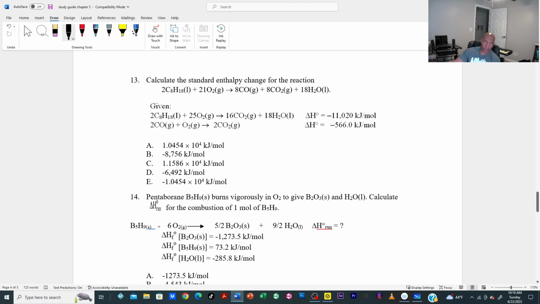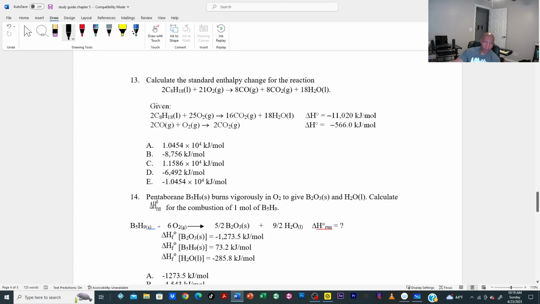All right, so I'm debating whether or not I'm going to do number 13 or not. Number 13 is another Hess's Law problem. Of course, you're trying to find the enthalpy change for this reaction right here, and they have these two. It should be a simple matter.